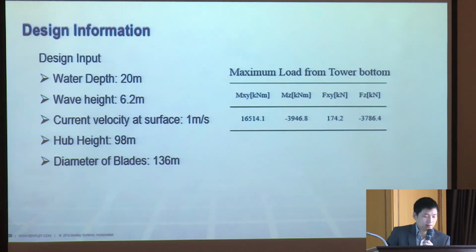The hub height is 98 meters, and the diameter of the blades is 136 meters. 허브의 높이가 98m, 그리고 블레이드의 직경이 136m였고요. And the maximum load from the tower bottom using this design loads. 타워 바텀으로부터의 그 맥시멈 로드에 대해서는 다음과 같은 그 디자인 로드를 사용을 했습니다.